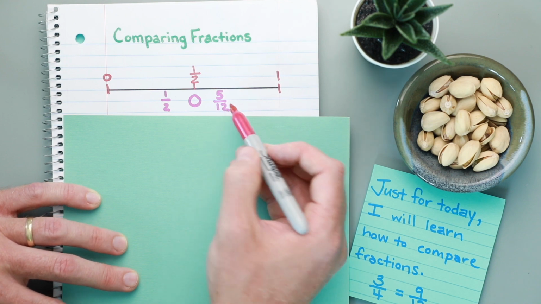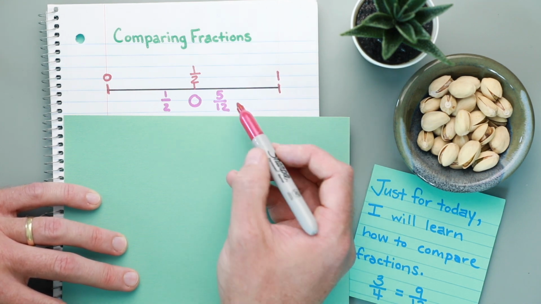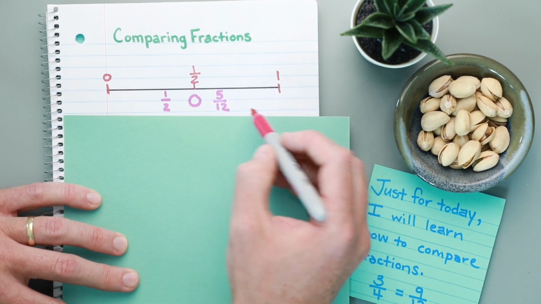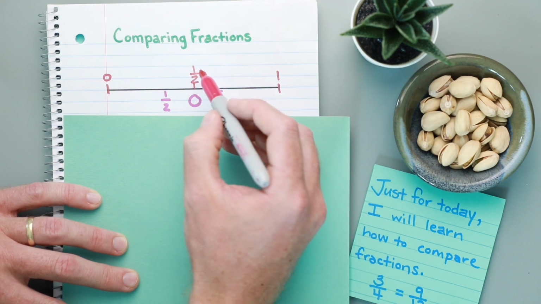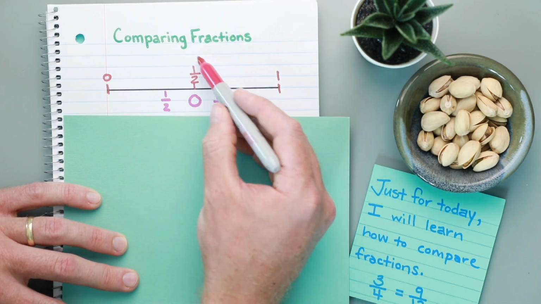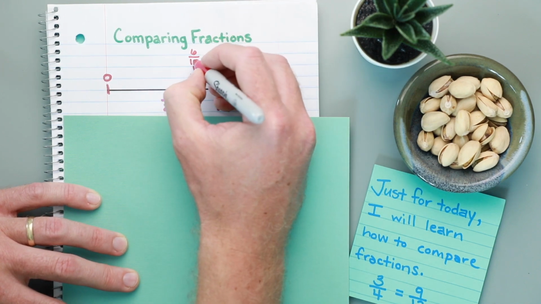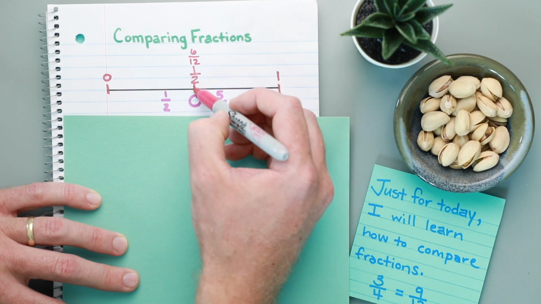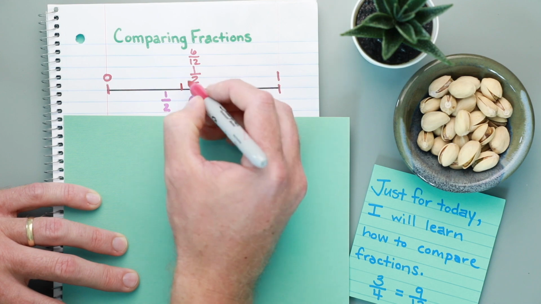And as far as 5/12 goes, this is a little tricky. We want to think about an equivalent fraction. What would 1/2 of 12 be? That's right. 6 is 1/2 of 12, so 6/12 would be equivalent to 1/2. So we can write that right here. 6/12 and 1/2 goes right here, which means that 5/12 would be somewhere over here.